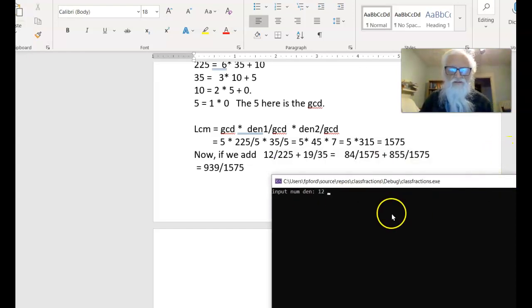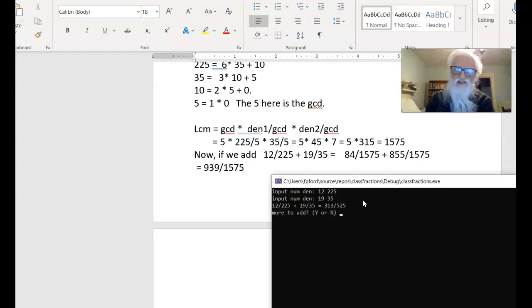It's just 12 225ths plus 19 35ths. The answer is 313 over 525. It turns out there was a common item between the two. And so it was able to get rid of it. In fact, I could tell right here it was 5. It's pretty obvious that there was a 5 between them. I probably should have noticed that myself.